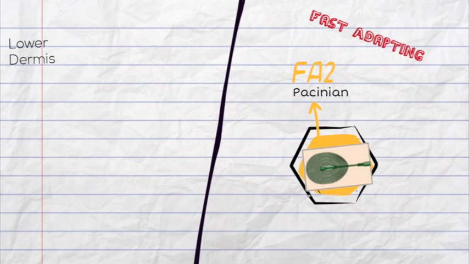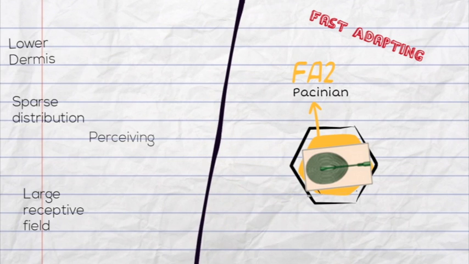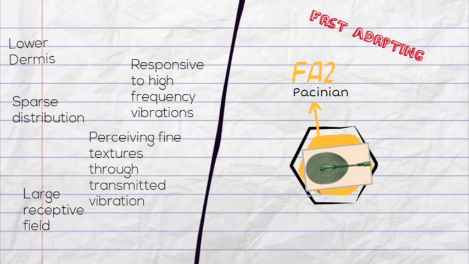Finally, we move to our last fast adapting cell, also called the Pacinian corpuscle. These are found in the lower dermis, are relatively sparse, and respond best to high frequency vibration. Their function is for perceiving fine textures through transmitted vibrations.